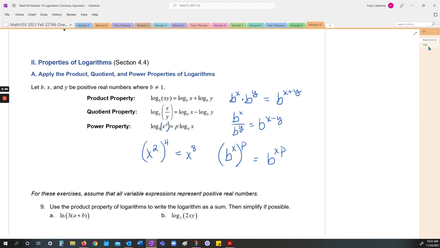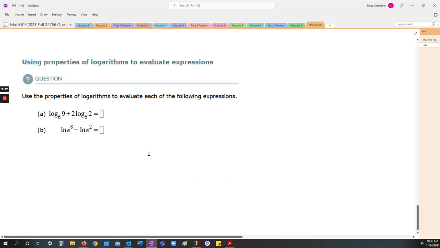So that's what's going to come into play with this topic, using properties of logarithms to evaluate expressions. First off, we want to make sure that everything has the same base. For part A, everything's base 6. I noticed that I have two logarithms added together, two log base 6s. So at some point, because it's added together, I'm probably going to need the product property to combine this into a single logarithm.